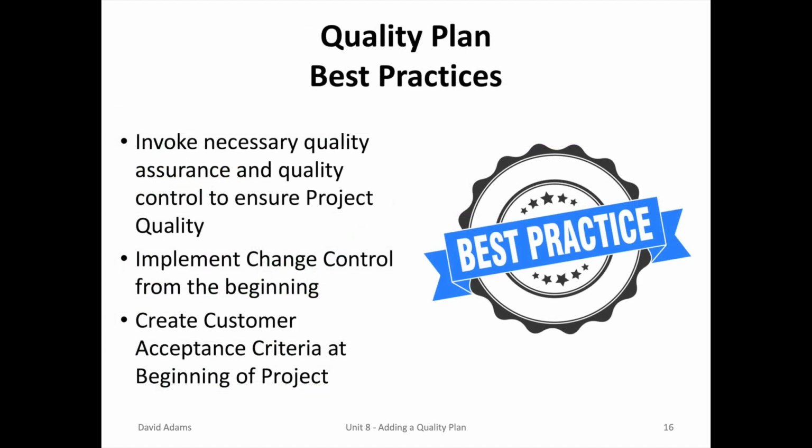In summary, adding a quality plan is a best practice. You need to have the necessary quality assurance and quality control to ensure the overall project quality. You need to implement change control from the beginning, get understanding and agreement from the customer. And finally, create a customer acceptance criteria checklist at the beginning of the project. These are the best practices for a sound quality plan.